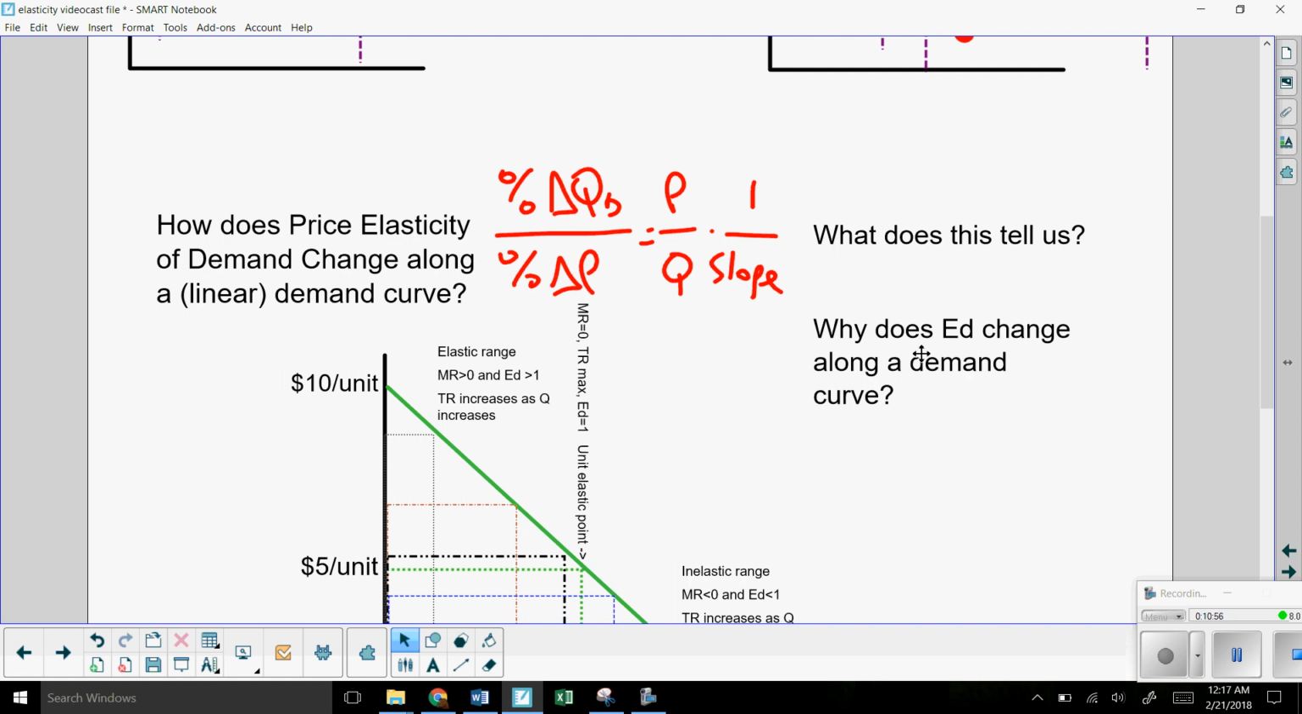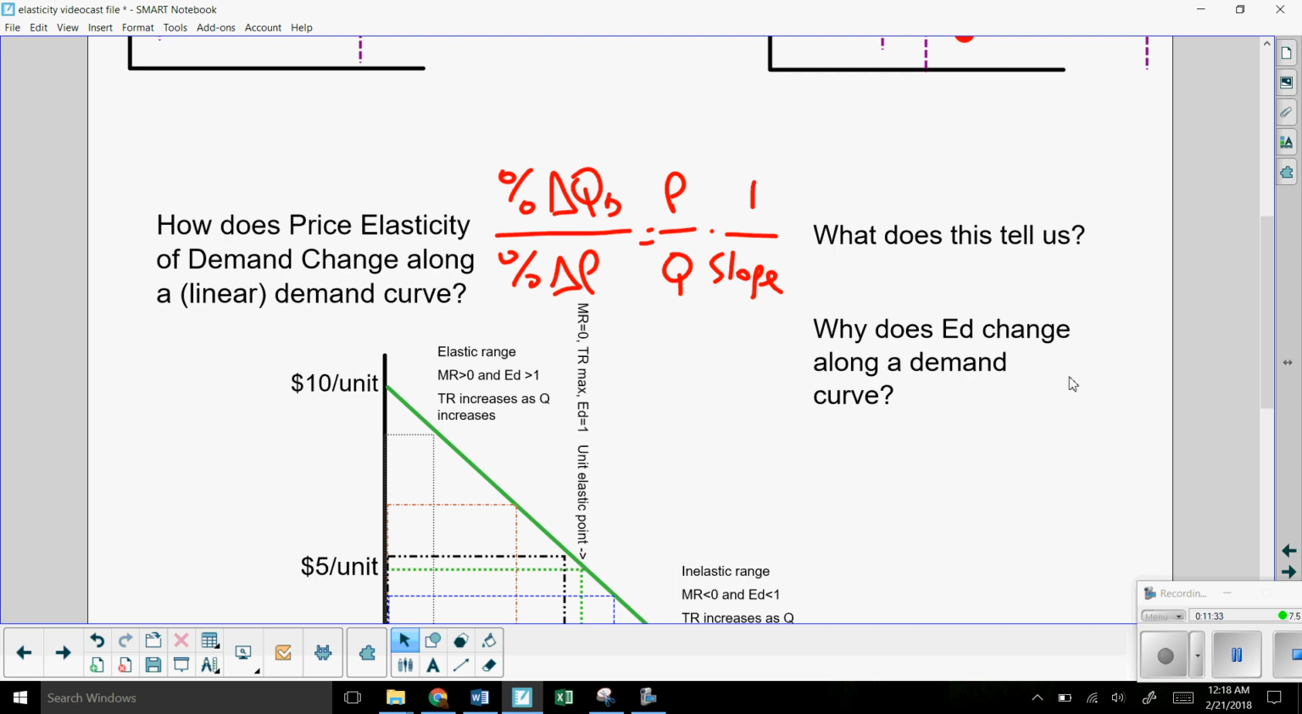Now, why does ed change along the demand curve? Let's sort of think about that. It's easier to think about it starting with this formula. Does the slope change of that line? No, it's linear. Does P change? Does Q change? Well, sure they do. Okay, up here, P is big and Q is little. And big over little gives you big in fraction world. So way up here, the value of ed would approach infinity, and ed's value would decrease approaching toward 1 right about here, assuming absolute value of ed, of course.